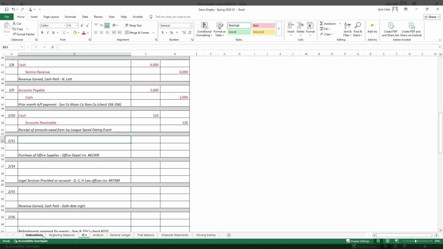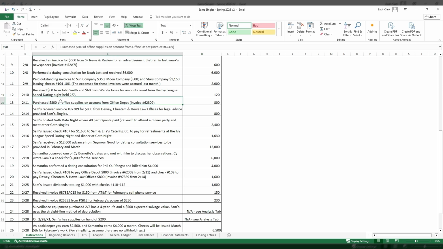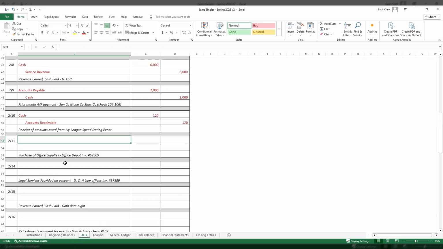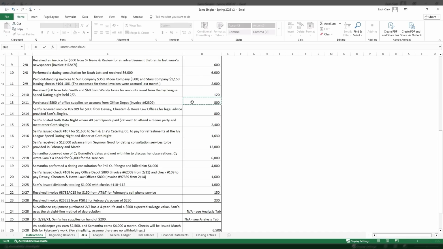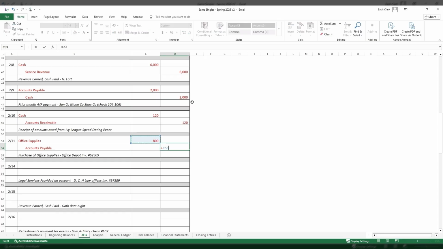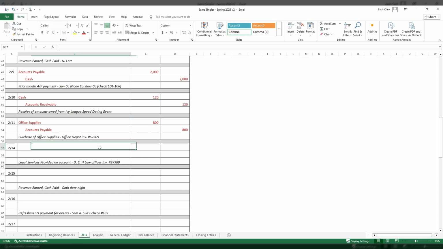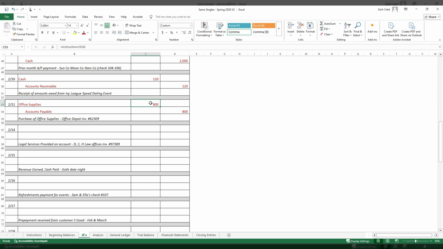Okay, on February 11th, let's take a look at that transaction. We purchased $800 of office supplies on account, and we will use the office supplies asset account. And then importantly, it said that we purchased this on account. So again, we haven't made the payment yet. So that's going to be an increase to a liability, accounts payable. So we've got an increase to an asset, office supplies, and an increase to a liability, which we will need to pay in the future.